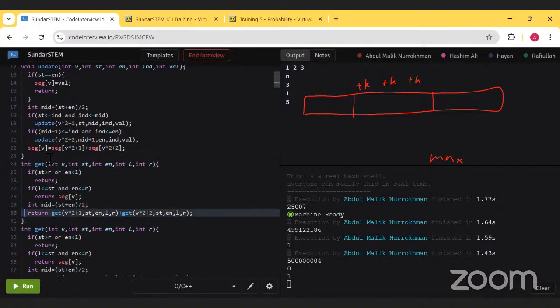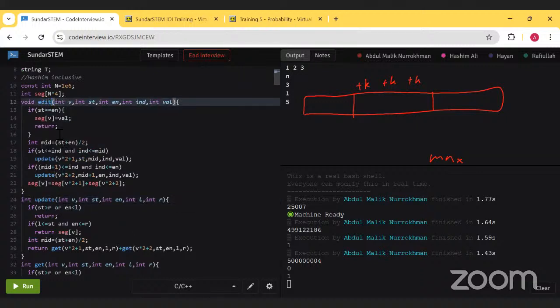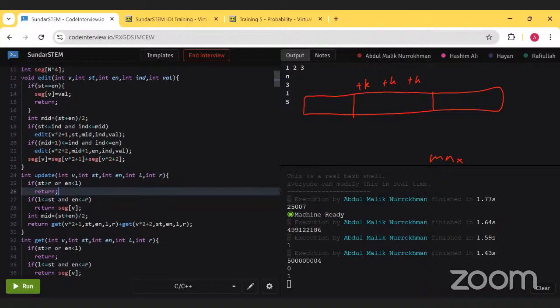If you want to update in a range, or sometimes I use it like this. This is update and this is edit. Edit means just one point, while update means range. But it is just my style.